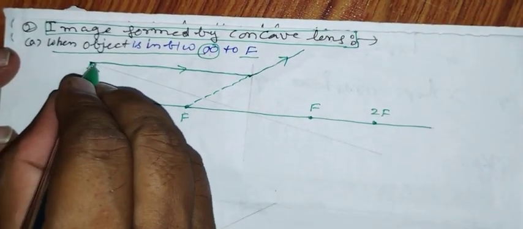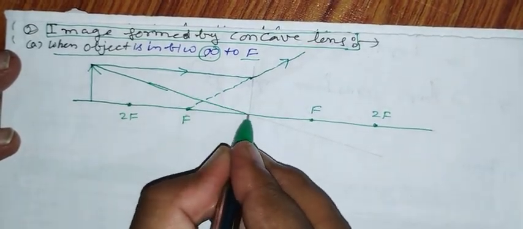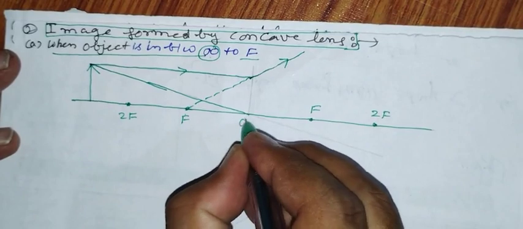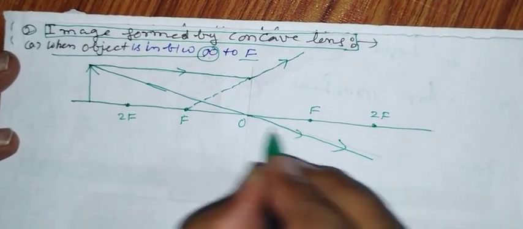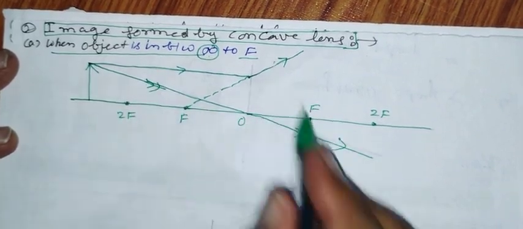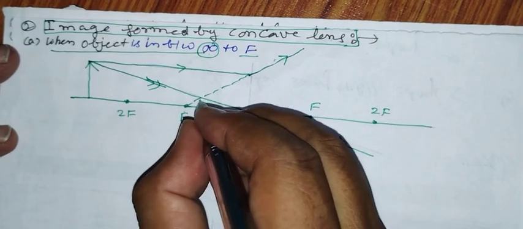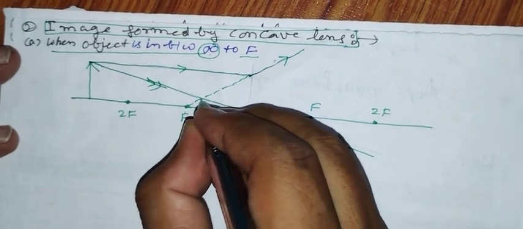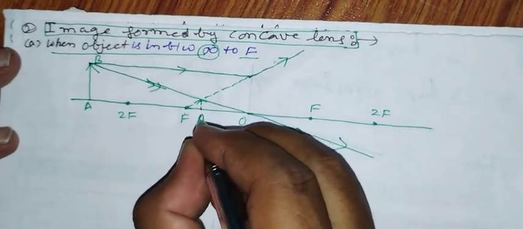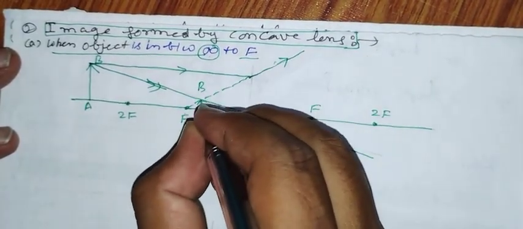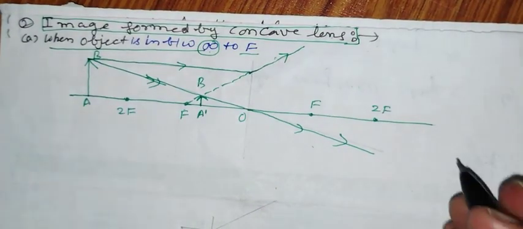And the second ray, either in a convex lens or a concave lens, passes through the optical center and is undeviated. So these two rays cannot meet on the right side. So the image will be formed here, of object AB, A dash, B dash here. So see the characteristics of this.